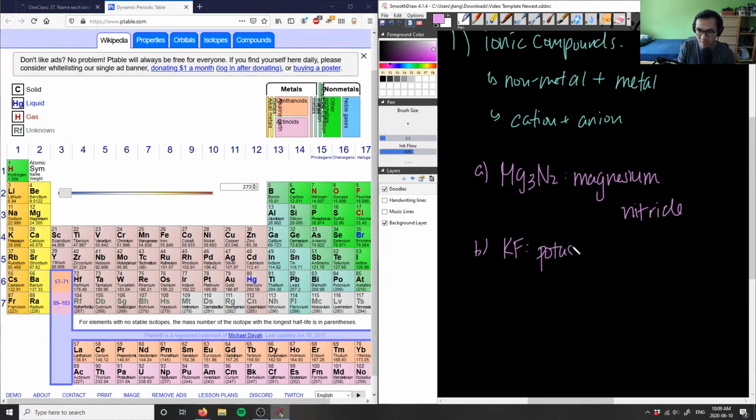So this here would be potassium. And F here represents our nonmetal. F is going to exist on the right side of the periodic table. F represents fluorine. Remember, we drop the ending and we add IDE. So fluorine becomes fluoride. So it's going to be potassium fluoride as our answer for this problem.